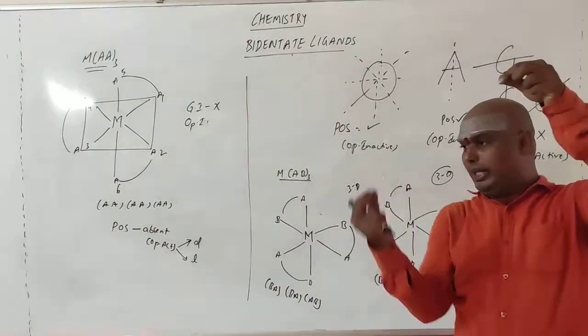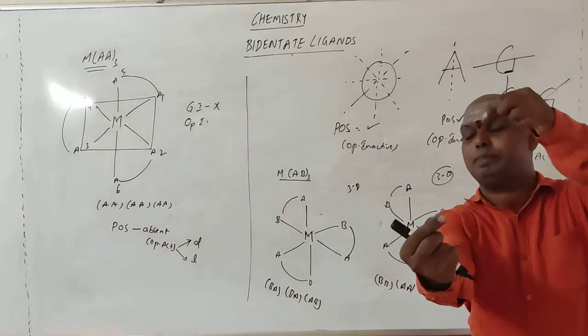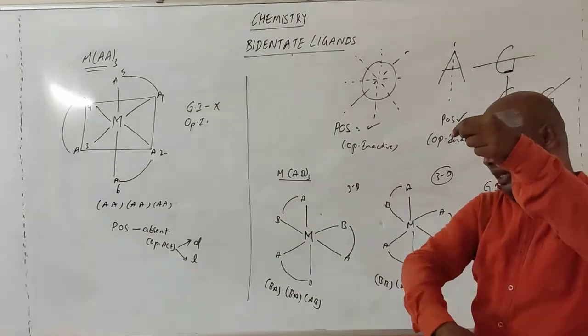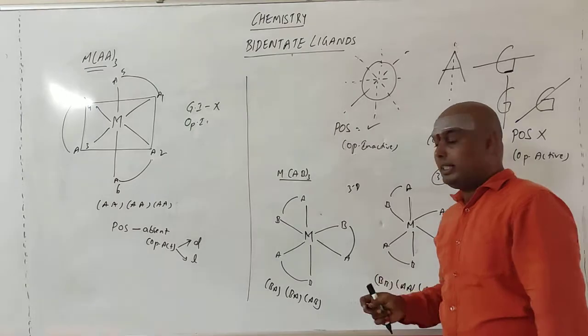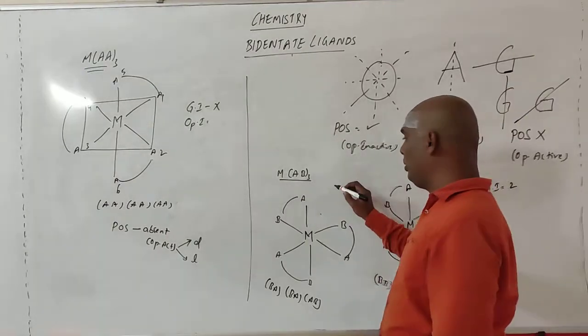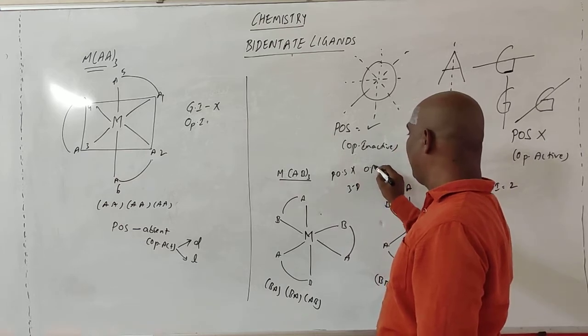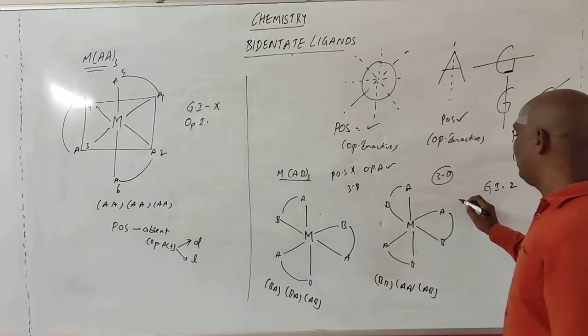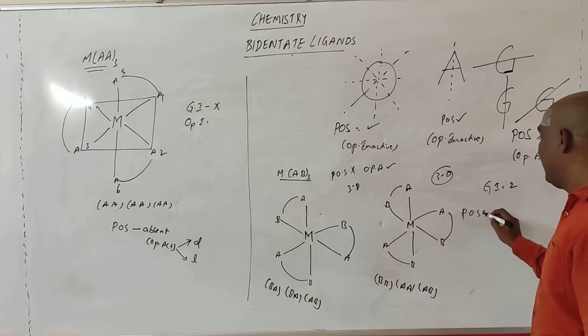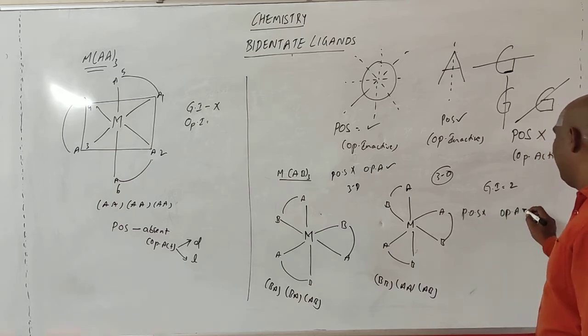One A here, B is here. B here, A is present here. Again A, again B. Right? This is the condition. So this one is compact, so plane of symmetry is absent. So it is optically active. Here also plane of symmetry is absent, so this is optically active.